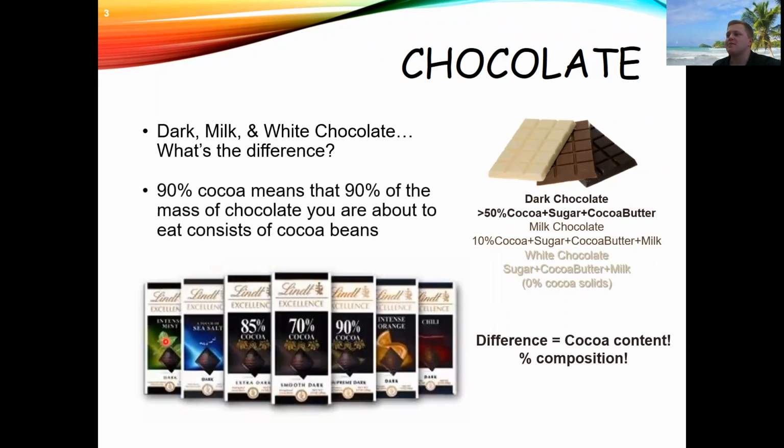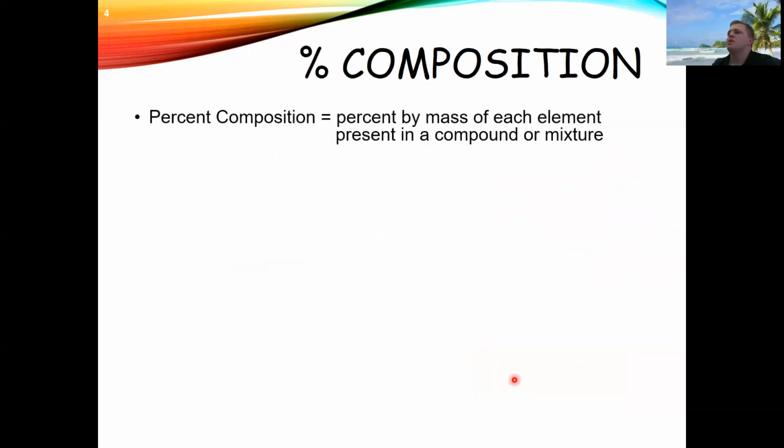So here I just have some Lindt chocolate bars, and if you're wondering when it says 90% cocoa, that means 90% of the chocolate, or the mass of your chocolate bar, actually consists of cocoa beans, ground up cocoa beans. Well, we're not talking about chocolate too much, we're talking about molecules here. So in molecules, we try and measure something called our percent composition. In molecules, in mixtures, in different samples. And percent composition is the percent by mass of each element present in a compound or mixture.